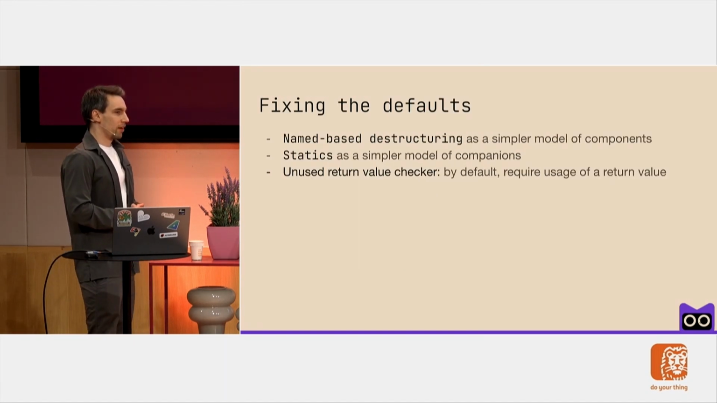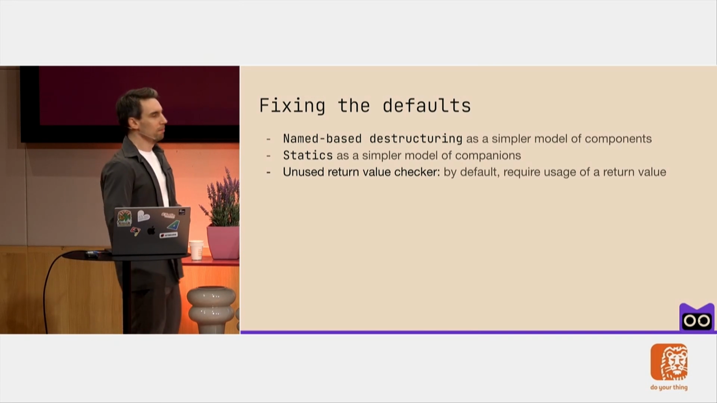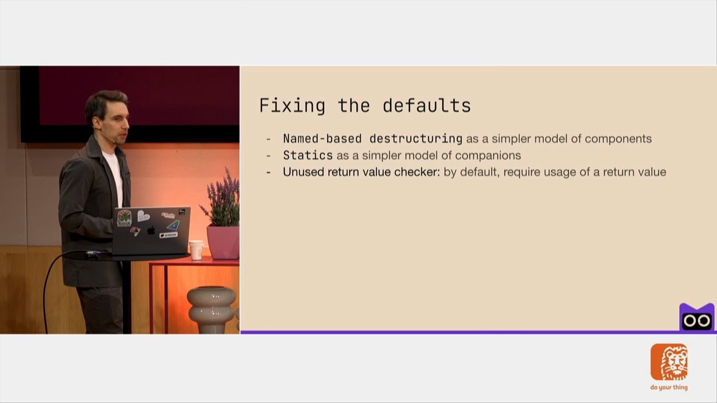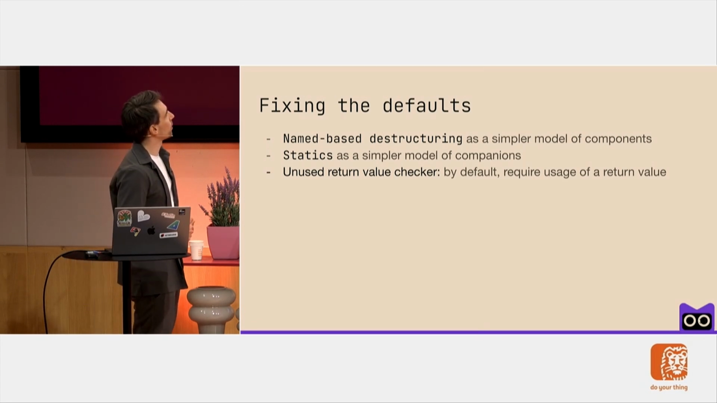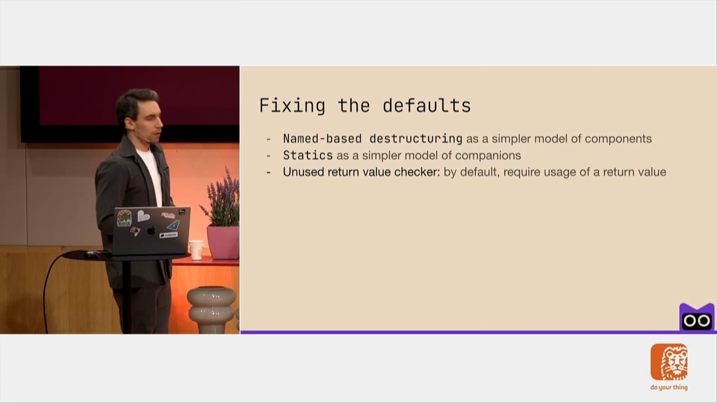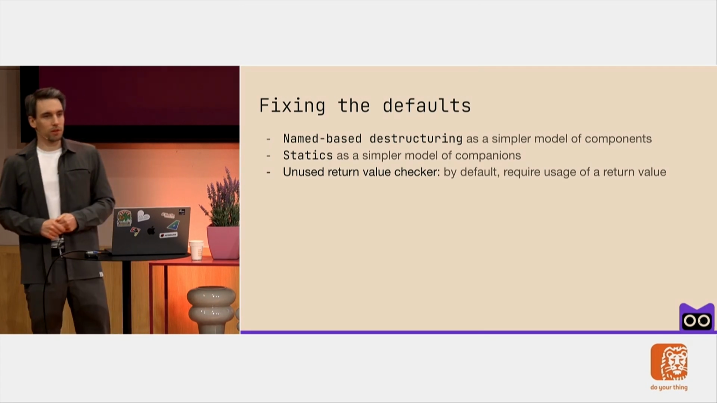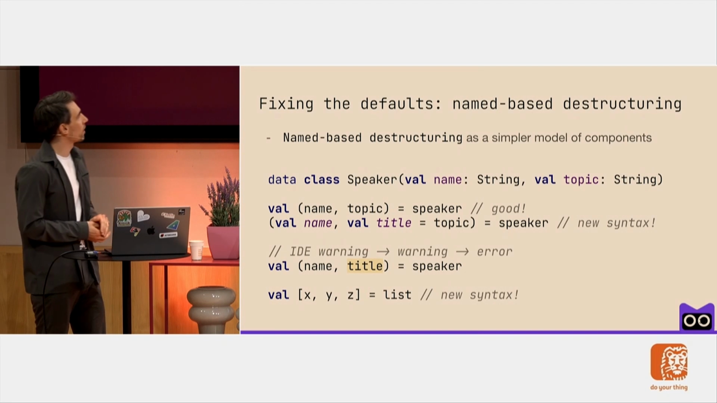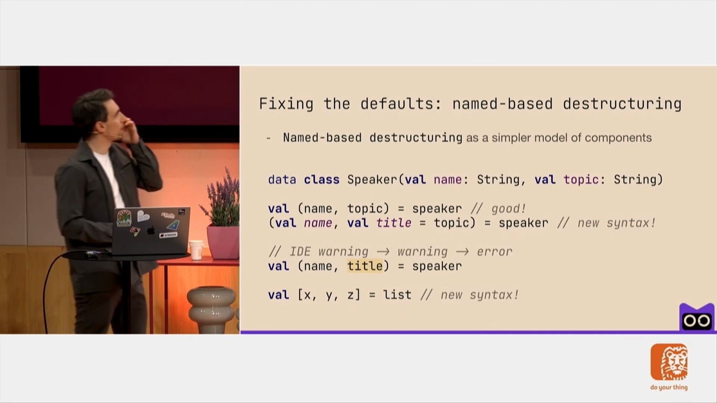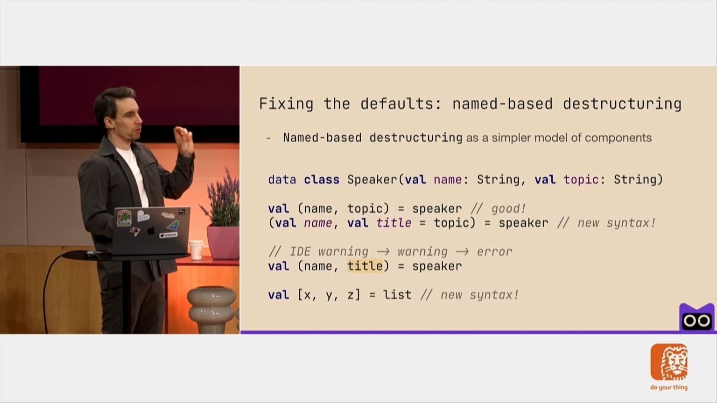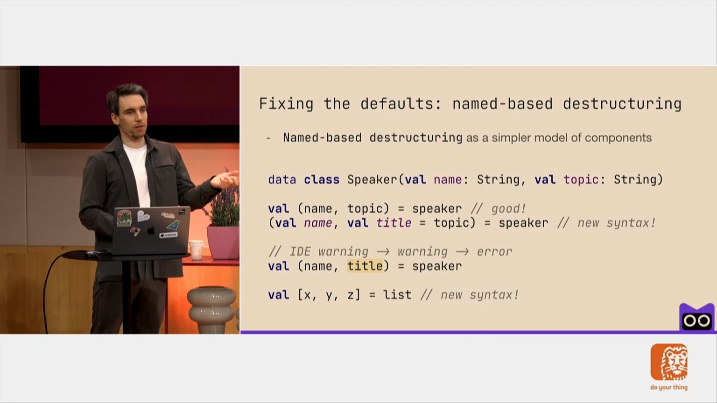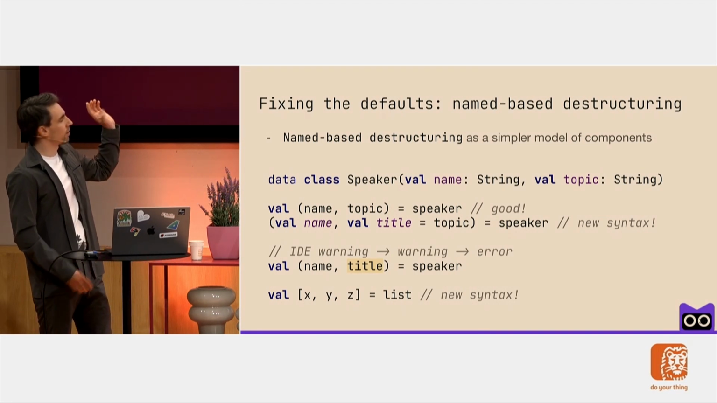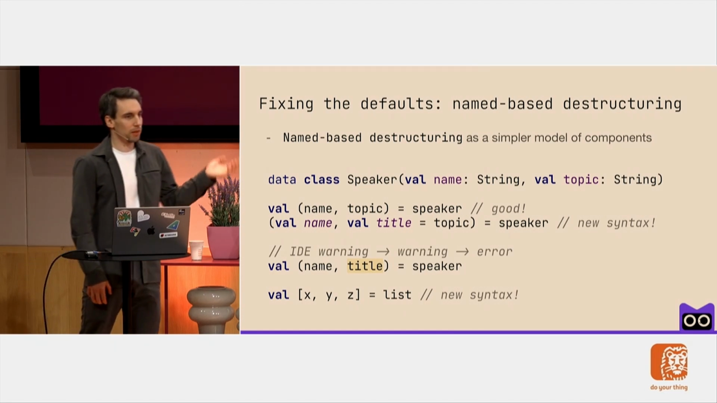With the second bucket, it's more tricky. And here on our list, we have mainly three features for now. The first thing is name-based destructuring, which we believe is a simpler model for components. So today, if you have a data class like Speaker with properties name and topic, it's possible to destructure it and use arbitrary names at the call site. So you can write val name, title, and you can also write val title, name.